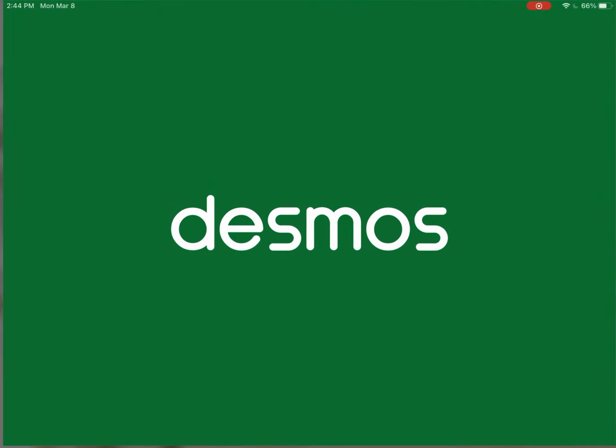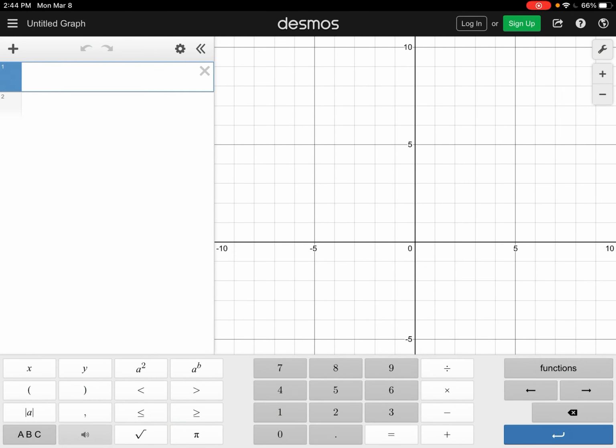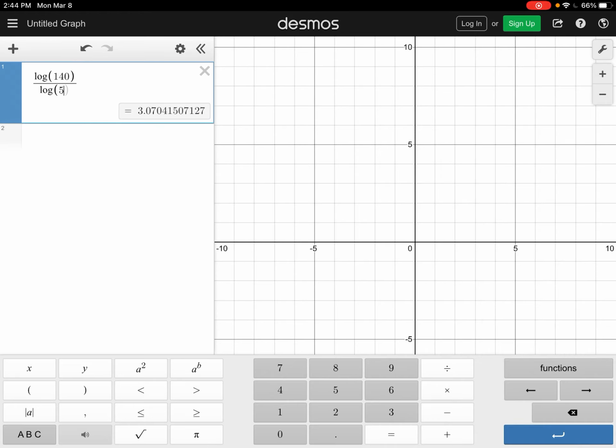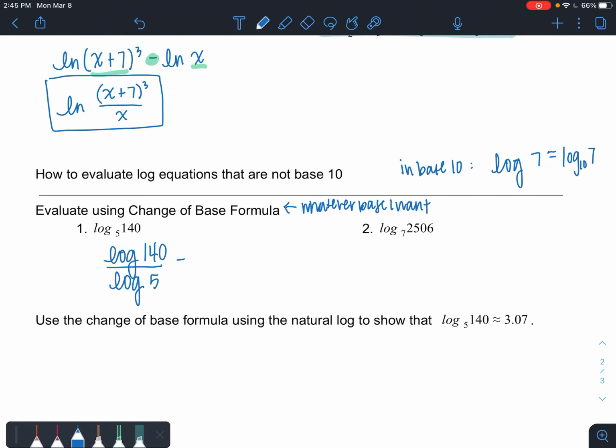So if we plug log 140 over log 5 in our calculator, functions, log 140 divided by log 5, we get 3.07. Now, of course, we can use log base whatever in Desmos, but on a regular calculator, we're not able to, so you will need to show this work to evaluate it, since that is how we're doing it in this class. So this is 3.07.